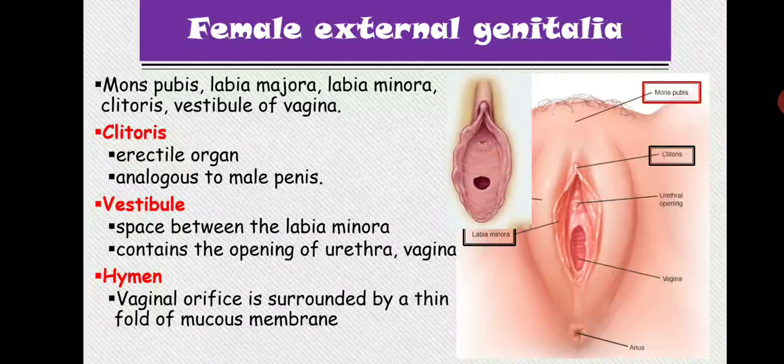Got it? So the hymen is basically not ruptured in a virgin, and it is supposed to rupture during sexual intercourse, or, most of the time, if the female is athletic, it may be ruptured during cycling or any harsh activity.